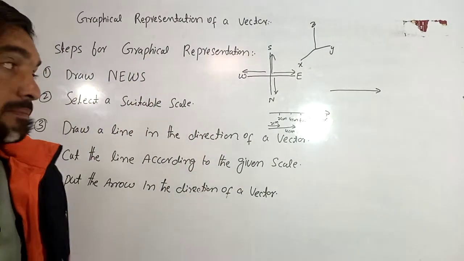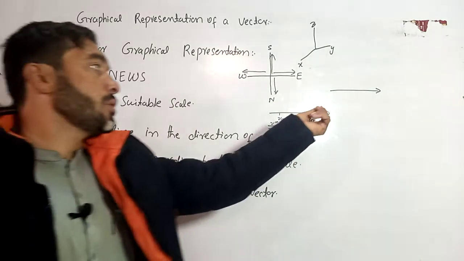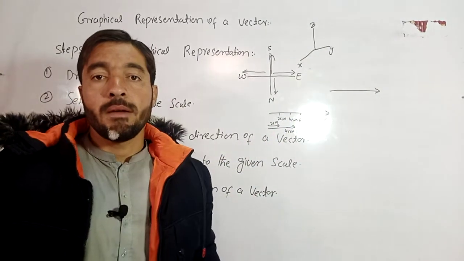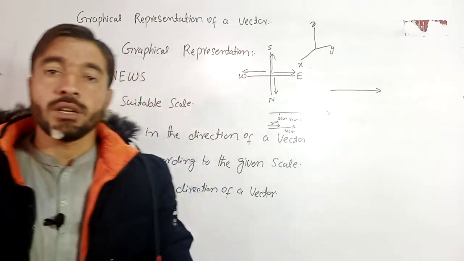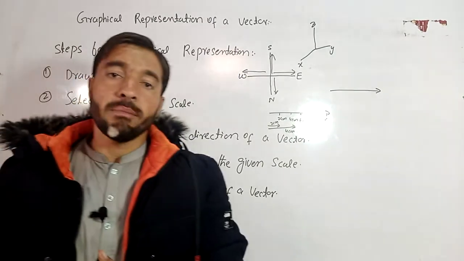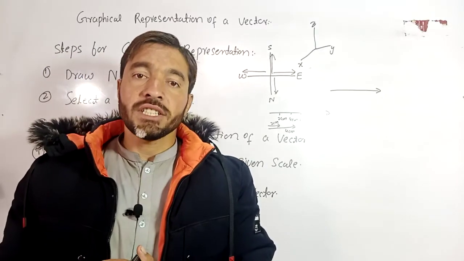At the last step, for direction we will put this arrow. Dear student, this is all about graphical representation of a vector.